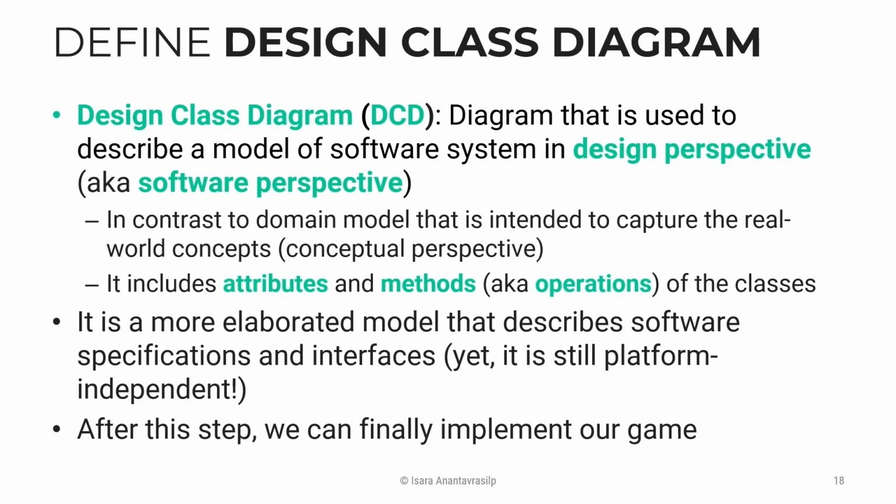It could explain that, okay, I want this as text, I want this as numbers, could be integers, could be floating point. Still, it is platform independent. What it means is that you can use this design class diagram as a generic model that could be used to implement in any kind of language, library or platform, Windows or Mac. It could be Python, it could be Java, it could be Golang. After this step, we can finally implement the game.